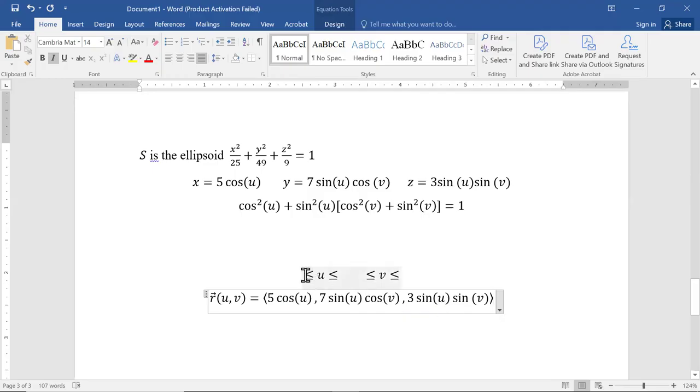Now, the domain is a little bit tricky. A lot of times we think, well, since we're doing cosines and sines, we need to go from 0 to 2 pi on both u and v. However, I need one of these to go all the way around and the other one to actually just rotate pi radians. Let me explain that by looking at the picture.